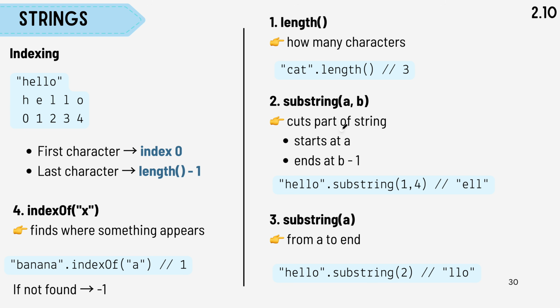Substring cuts a part of the string and gives it to us, so 1 to 4 would be 0, 1, 2, 3, 4, and the last one's not included, so it's just going to be ELL. For substring with a single argument, it's going to go from that index to the end. So if I have substring 2, 0, 1, 2, to end. Yes, that is all that is there in Unit 2.